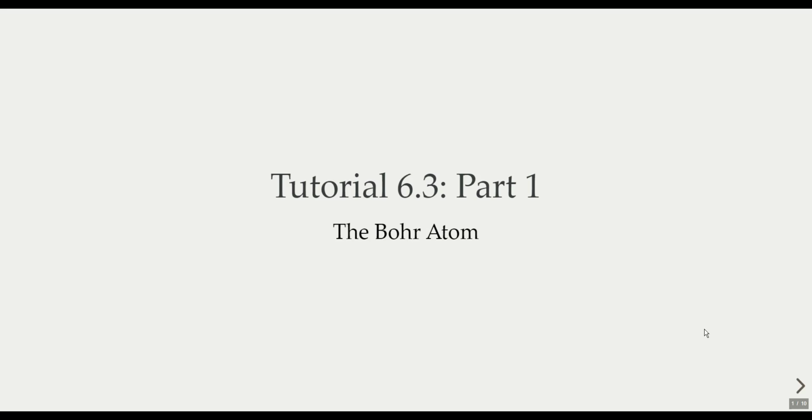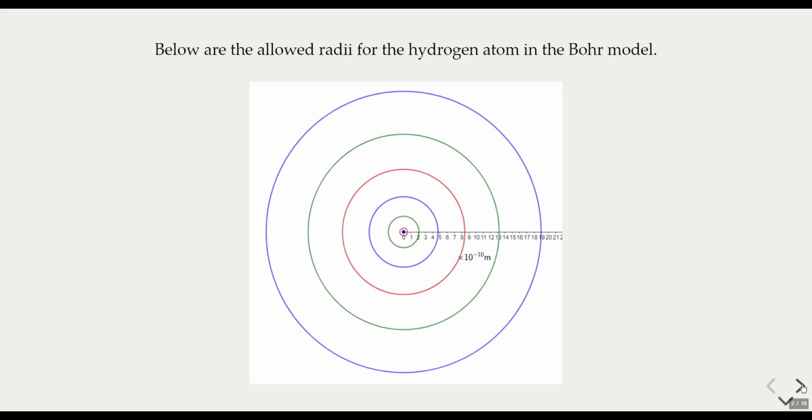So right now we're going to try to stay real concrete, not worry so much about exactly the derivation, but just what the result is so we can get our bearings. Here is a picture, just some circles that represent orbits where an electron is allowed to exist in the Bohr model of a hydrogen atom.